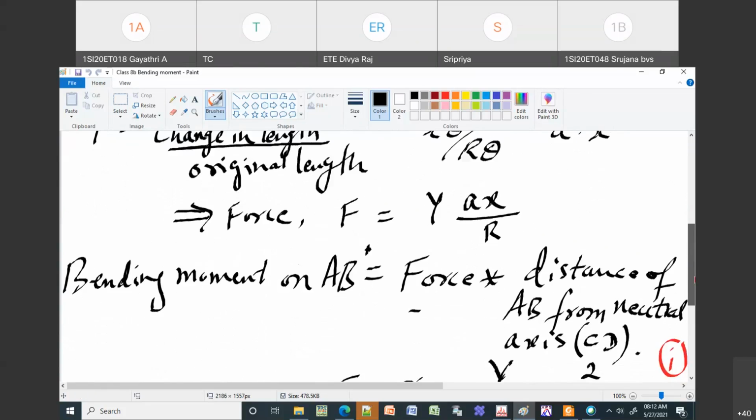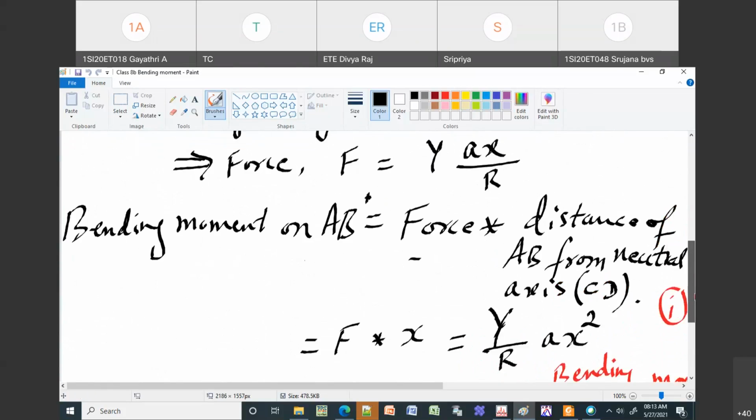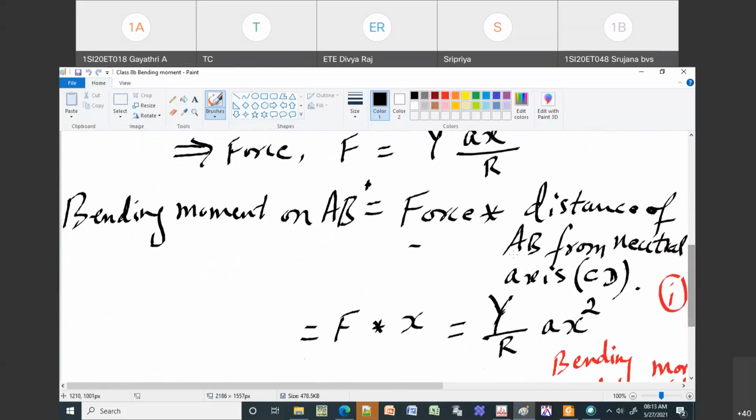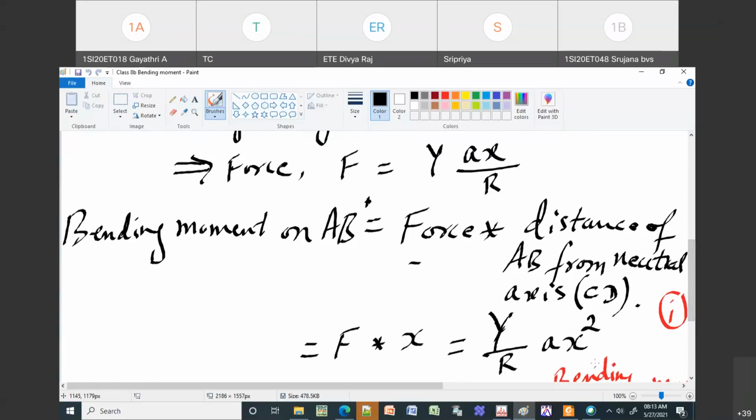So then you have to define the bending moment. Bending moment is normally a force into the distance of your filament from the neutral axis. So we are talking about the filament AB, and I want to know the distance of AB from the neutral axis, which is nothing but x. So you'll have bending moment as F into x. You substitute for the force from here. So force is equal to y by r into a times x.